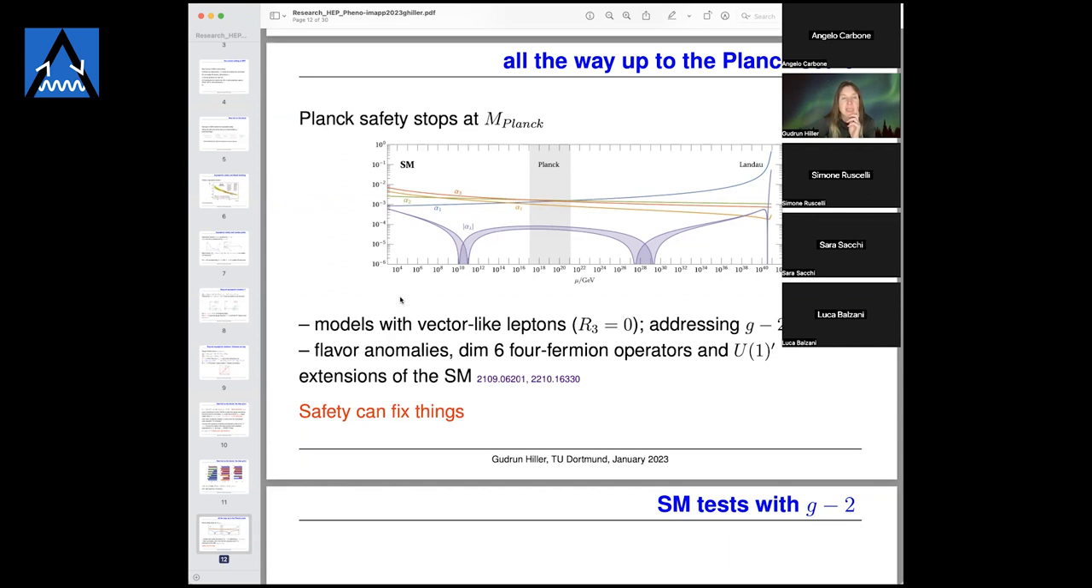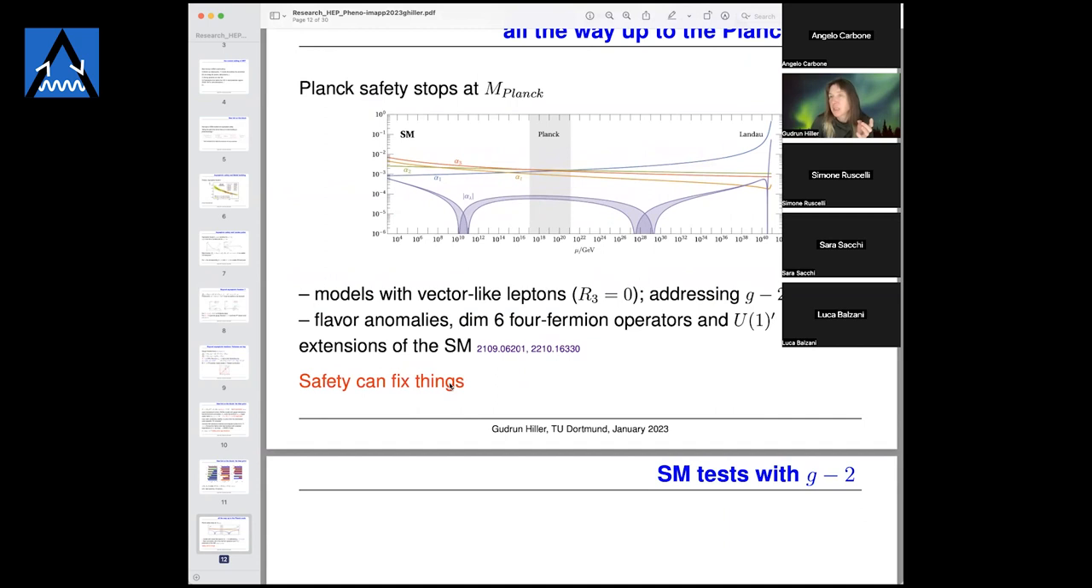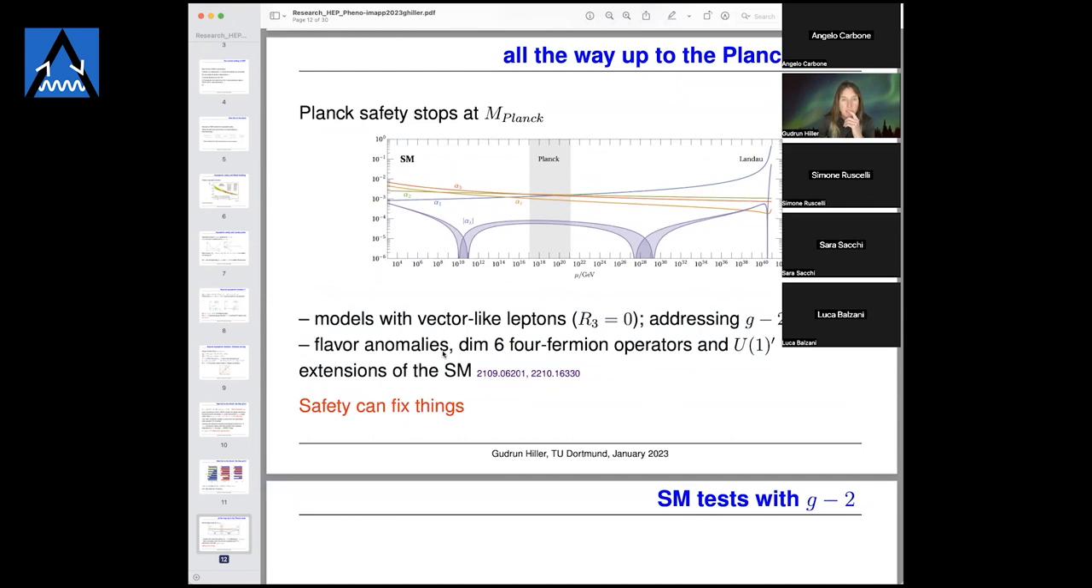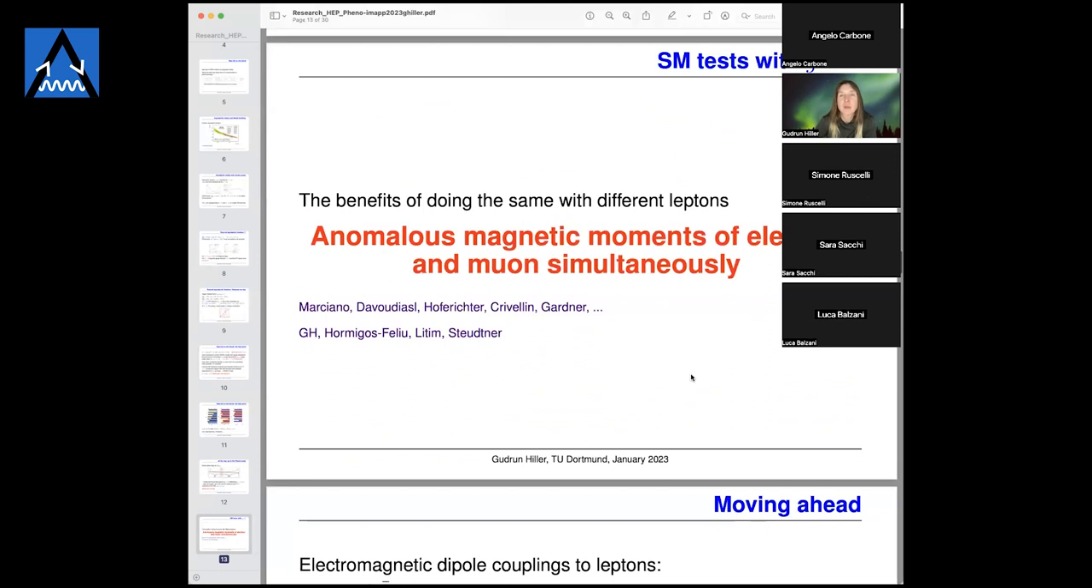I will talk about solutions in the context of g minus two, okay? So this safety can fix things, okay? It can explain data that the standard model can't explain. These Planck safe models have also been used to explain flavor anomalies like b to s mu mu and also this charm CP U-spin puzzle lately, okay? But I will talk for the last part of my lecture on g minus two. Okay, one of the anomalies in the standard model with leptons. Okay, and g minus two, okay, it's the anomalous magnetic moment.